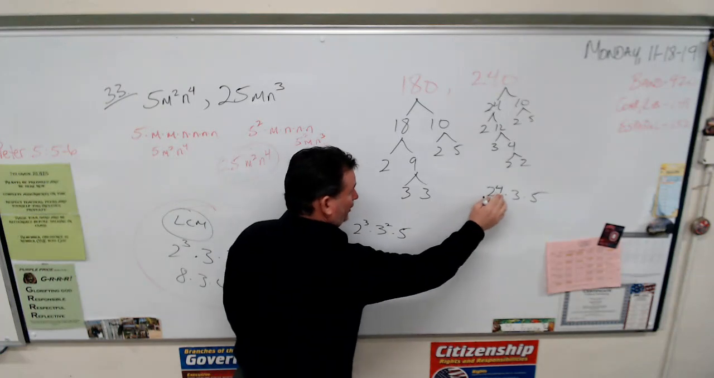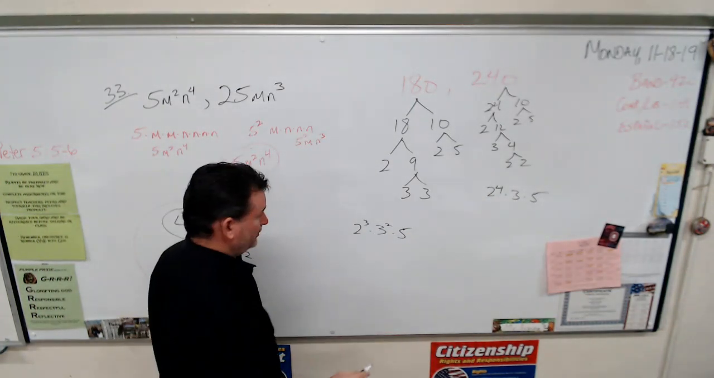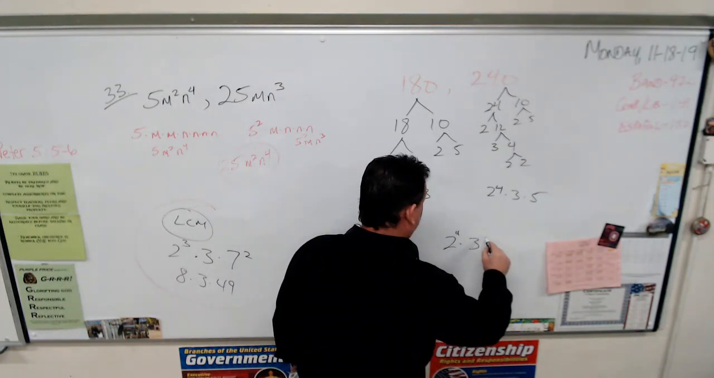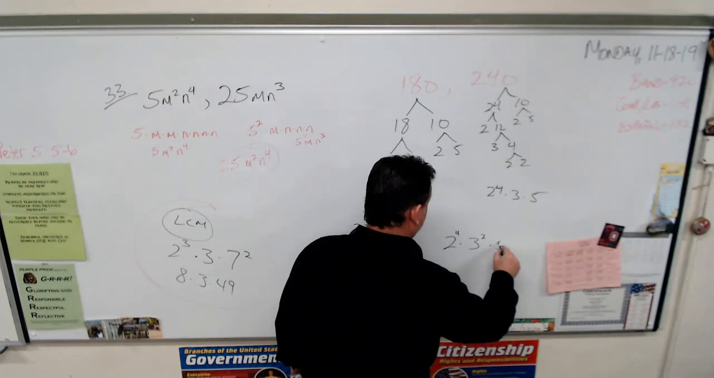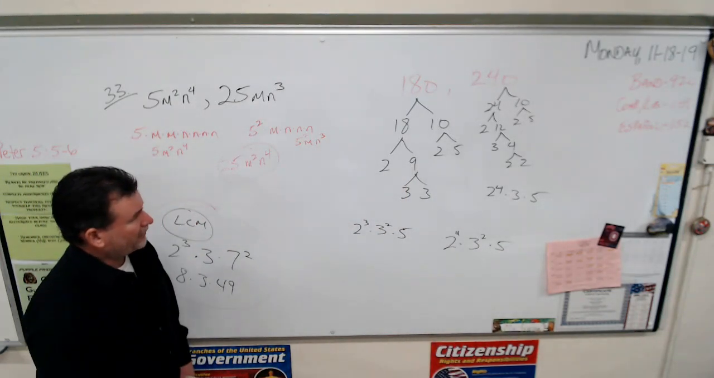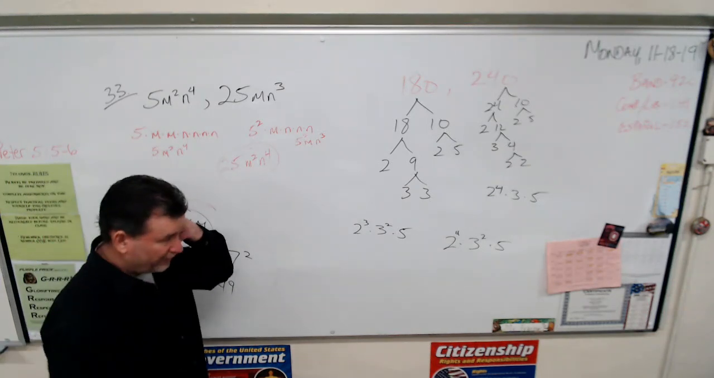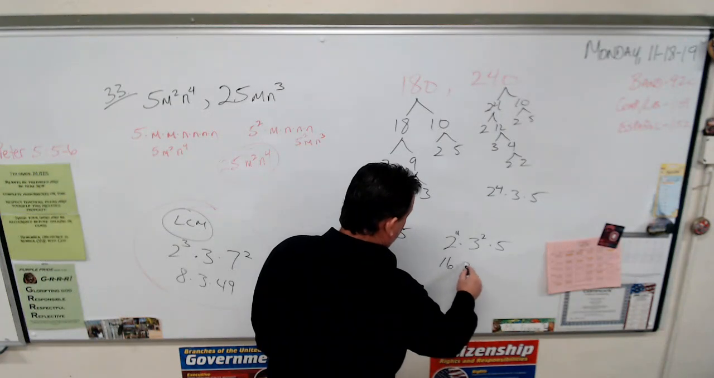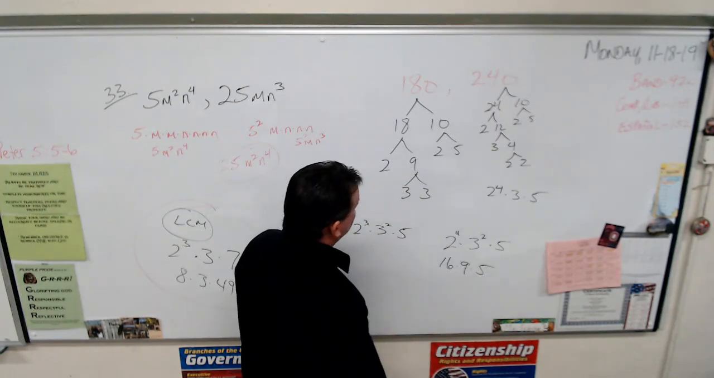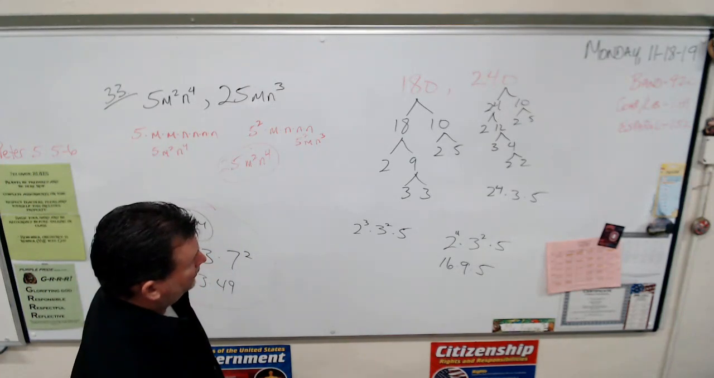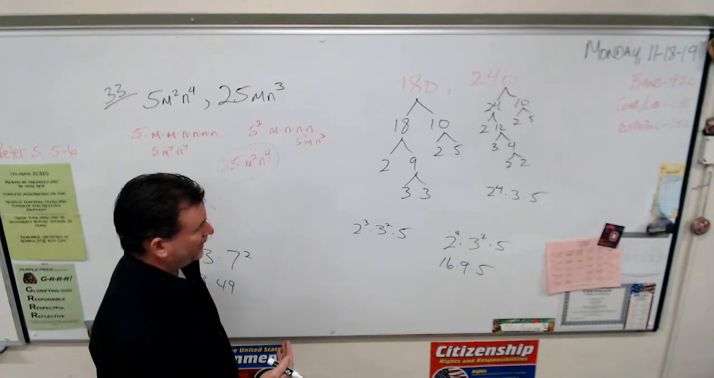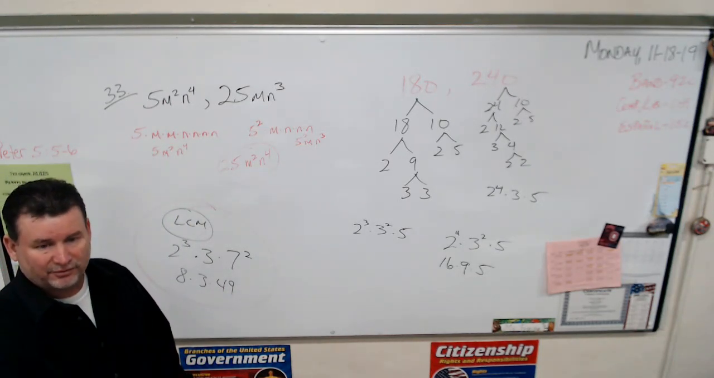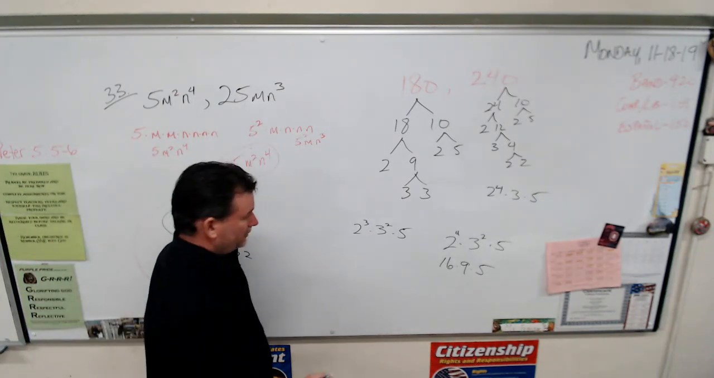I've got a 2 to the 3rd and a 2 to the 4th. What am I using? I've got a 3 squared and a 3. What am I using? I've got a 5 and a 5. What am I using? Five. No, I don't have 5 squared. We got a 5 and a 5. What am I using? Five. There's your answer. 2 to the 4th, 16. 3 squared, 9 times 5. The least common multiple for those numbers is 45 times 16, or, who got it? 720. 720, right.